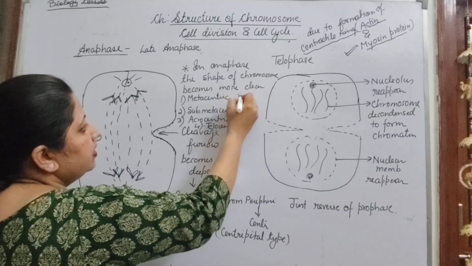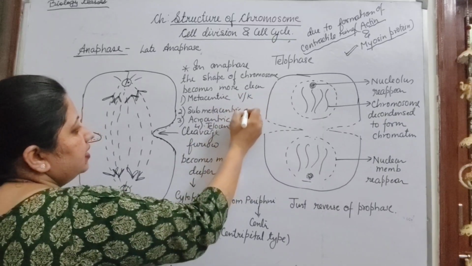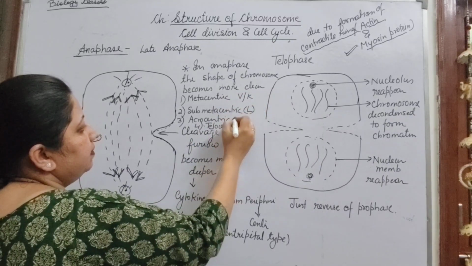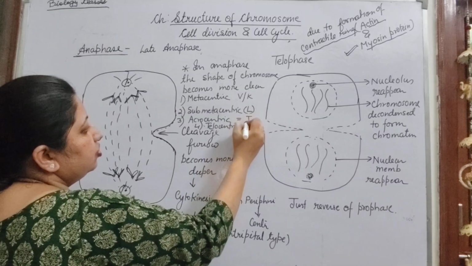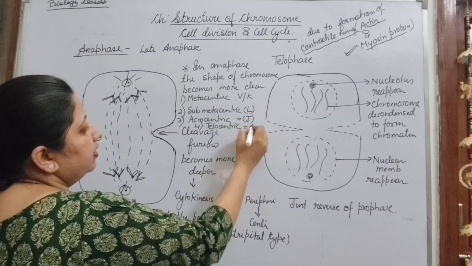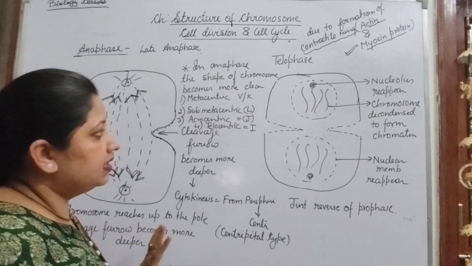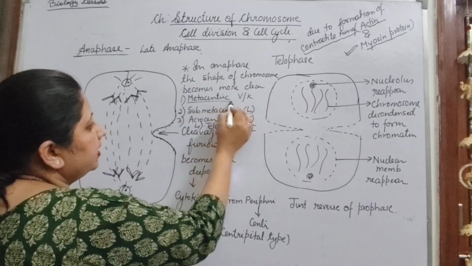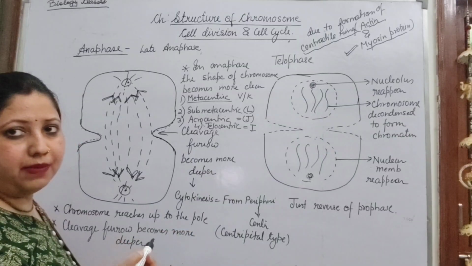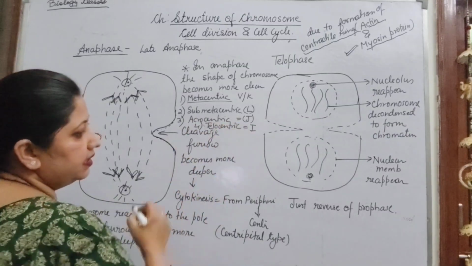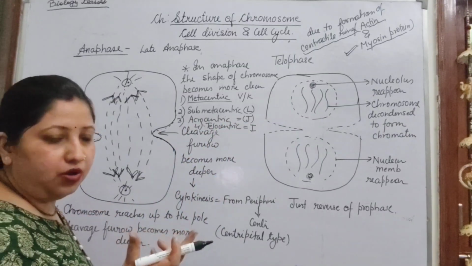So metacentric, that is V shape or K shape; submetacentric, that is L shape; acrocentric means J shape; and telocentric means I shape. Here the discussion is about the size of the P arm and Q arm. In the metacentric, both the P arm and Q arm are the same. In the submetacentric, the P arm is smaller and the Q arm is bigger.